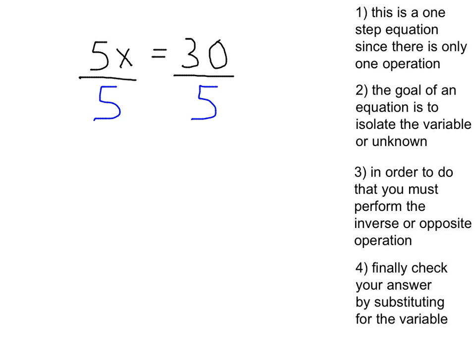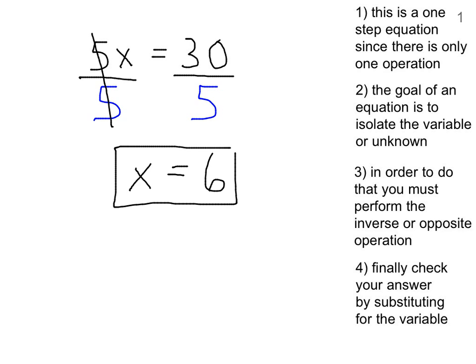Now, 5 divided by 5 is 1, and 1x is just x. And of course, 30 divided by 5 is 6, so right now that gives us an answer of x equals 6. Now the last thing we need to do is check our answer with substitution.